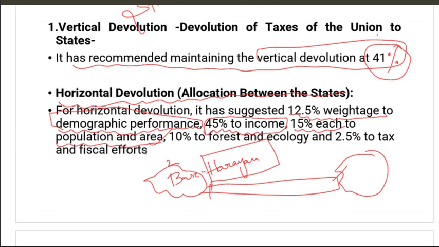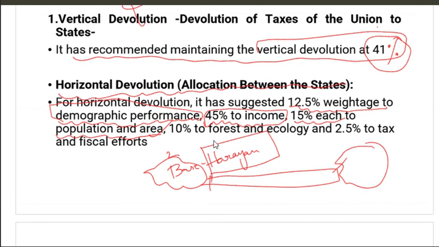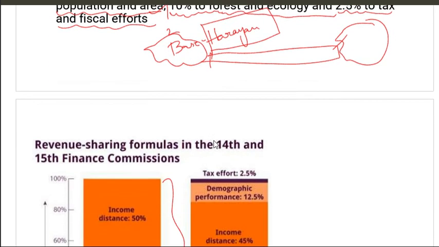Next, conservation efforts are being encouraged. They are getting some incentives on conservation efforts. So 10% to forest and ecology. 2.5% to tax and fiscal efforts. What is this 2.5% tax effort? I already told you, even the states have some financial powers for collecting taxes from their population, right? Based on their effort, they are getting the share. That is how it is happening.